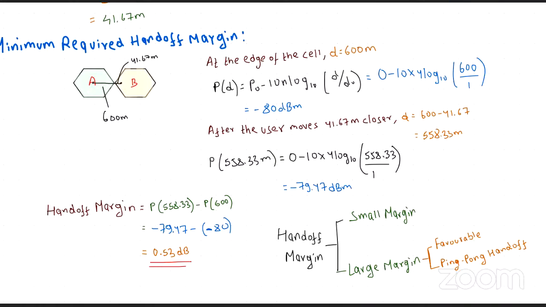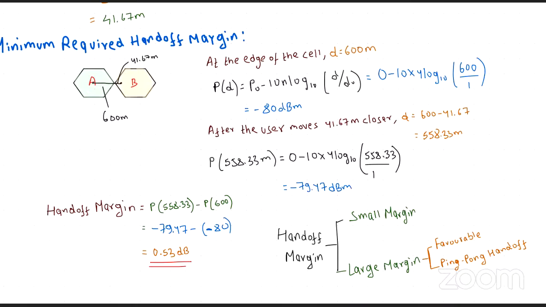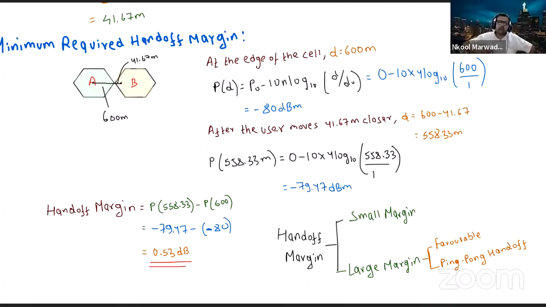Ping pong handoff should be for a small margin, right? No, because in a small margin there is less difference. Why does ping pong happen? When in the boundary region, suppose I cross a certain distance, then I will get B. But once again, within B, if I get closer towards A, I will start receiving A. If the difference is large, handoff will take place since the threshold is crossed. But if the margin is small, I will think ten times before initiating the handoff.